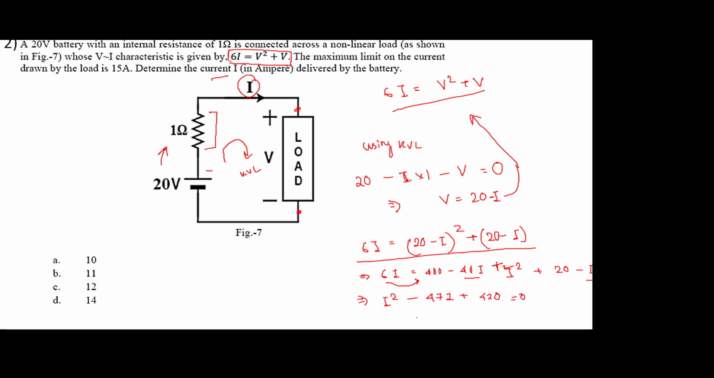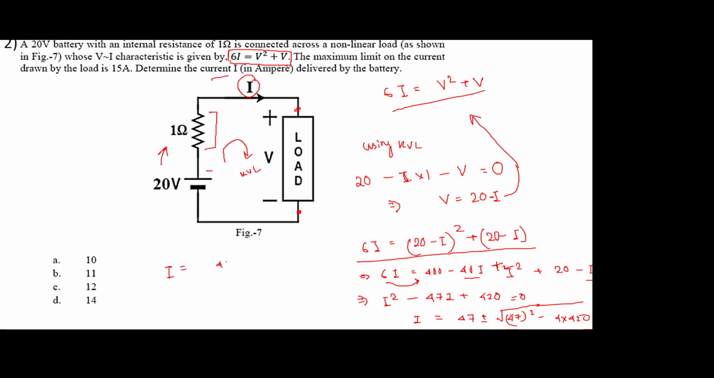You can calculate I. So it is minus b plus minus root over b square, which is 47 square, minus 4AC, that means 4 into 420, by 2a. Here a is 1. So let me take the calculator. 47 square minus 4 into 420. Yeah, 529.